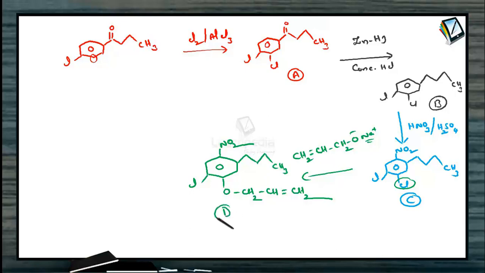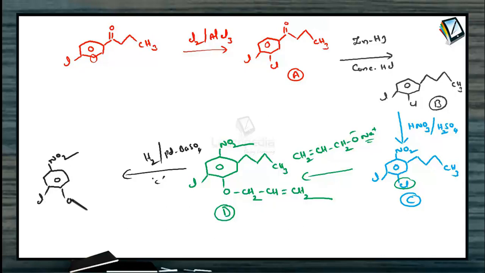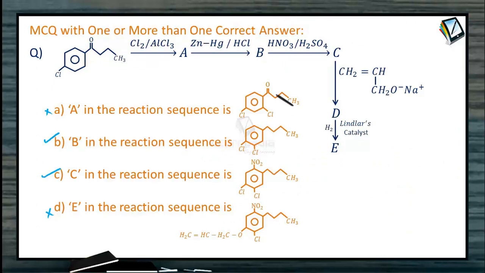This is D. And this is subjected to reduction now in the last step with Lindlar's catalyst. So the double bond is reduced in the side chain to give this, NO2 remaining the same, chlorine remaining the same. But here OCH2, CH2, CH3. This double bond is reduced and this will remain the same, CH2, CH2, CH2, CH3. This becomes E.